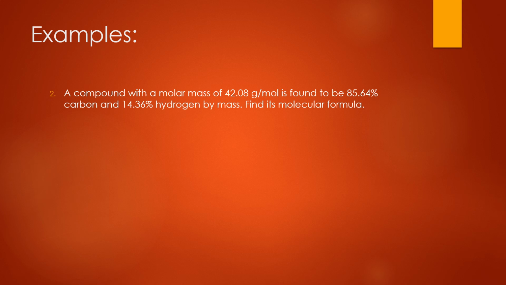So in example 2 here, it says a compound with a molar mass of 42.08 grams per mole is found to be 85.64% carbon and 14.3% hydrogen by mass. Find its molecular formula. So I'm going to let you guys solve this one. This one, again, is going to take a couple extra steps because I do not give you an empirical formula, but as always, I do give you this number up here, the 42.08, which is the molecular mass of the molecular formula.